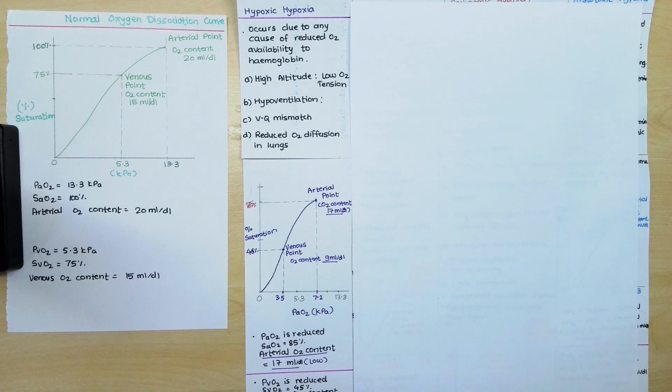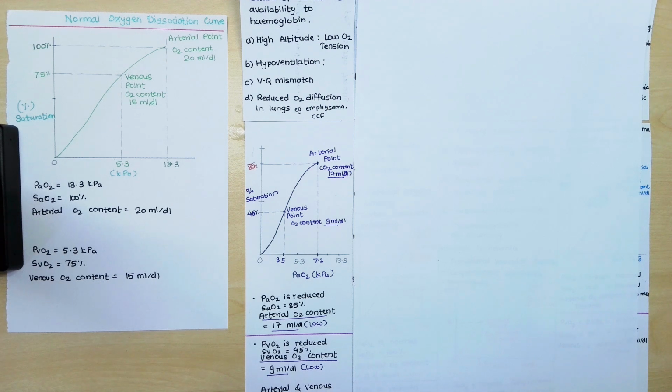First, we'll discuss hypoxic hypoxia. The causes of hypoxic hypoxia are high altitude due to low oxygen tension, hypoventilation, ventilation perfusion mismatch, and reduced oxygen diffusion in lungs.